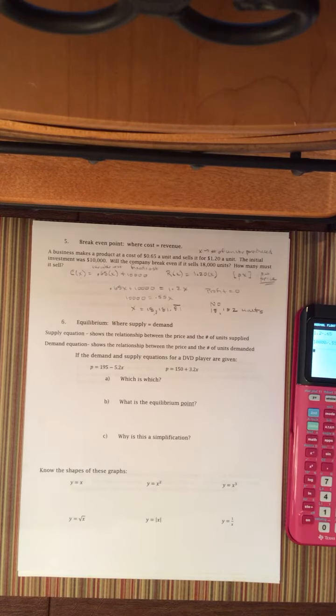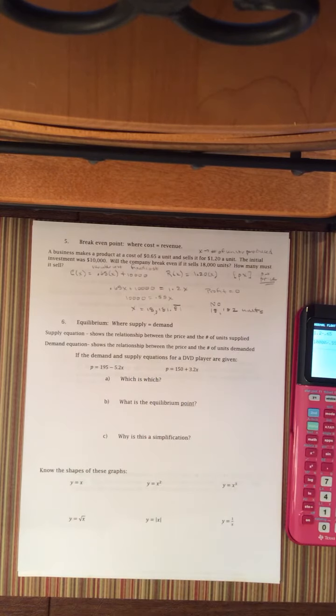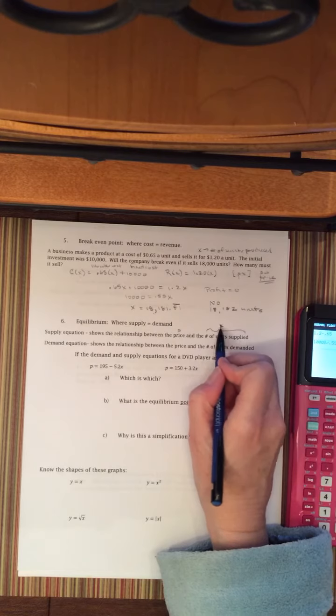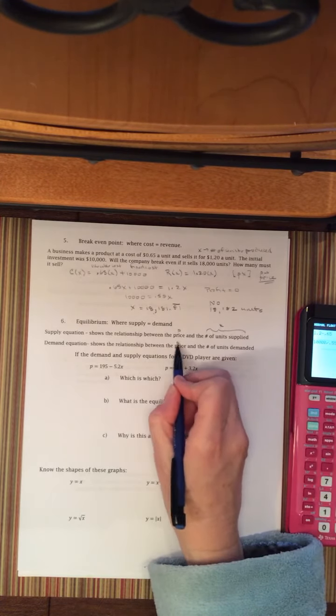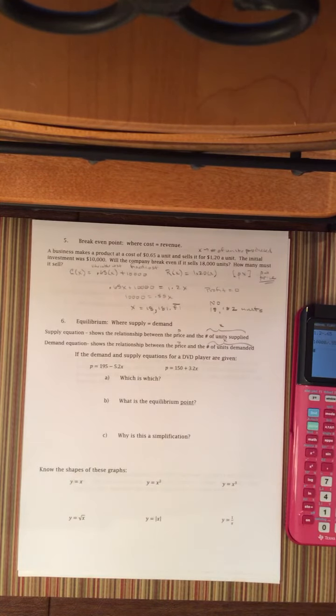Another concept in business calculus is the concept of equilibrium. Equilibrium is where the supply is equal to the demand. So supply equations show a relationship between the price and the number of units supplied. Remember, price is little p, number of units is x. Demand equations show the relationship between the price and the number of units demanded, which again is x.